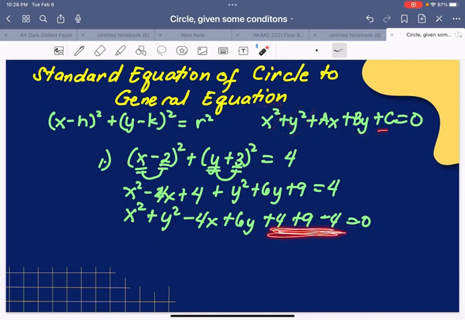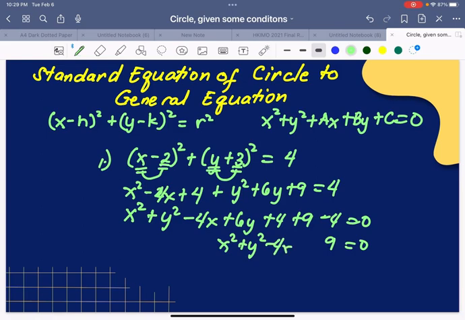So, dito may tatlo tayong constant. Yung 4, 9, at saka yung negative 4 na transform. So, isimplify natin yan. 4 plus 9 minus 4. Bale, 4 plus 9, 13 minus 4, that is equivalent to 9. So, then, kopyahin na lang natin to. Magiging x squared plus y squared minus 4x plus 6y plus 9 equals to 0. So, this is now the general form of the equation.